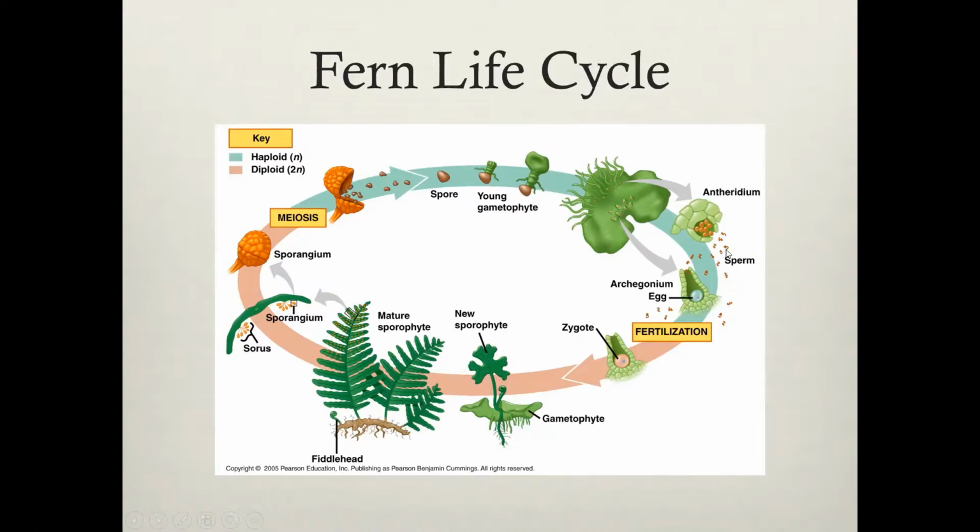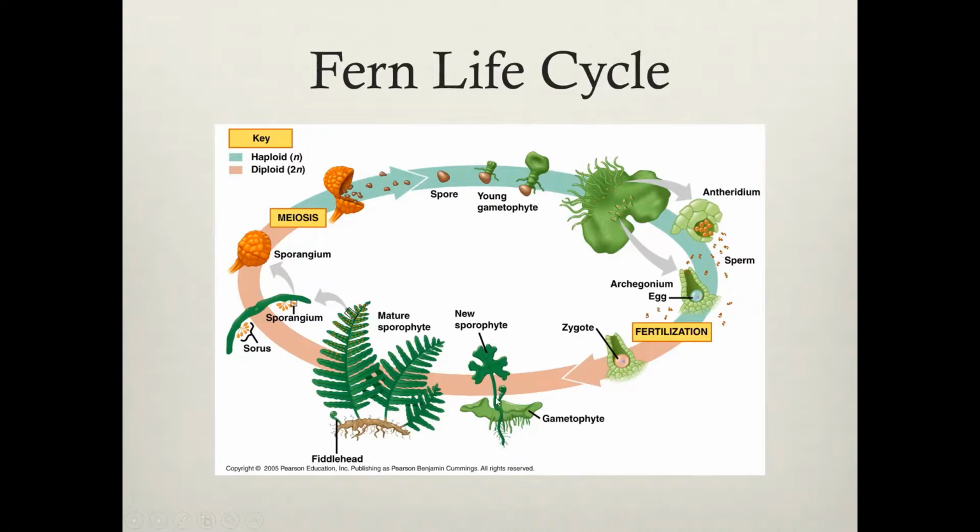All right, these also use flagellated sperm, so they require water for fertilization to occur. So usually this only happens during wet seasons, but sperm will be released into the environment. They'll swim around looking for an egg somewhere, and they will fertilize that egg. Through fertilization, we have a 2N zygote that develops on the Archegonium of the gametophyte.